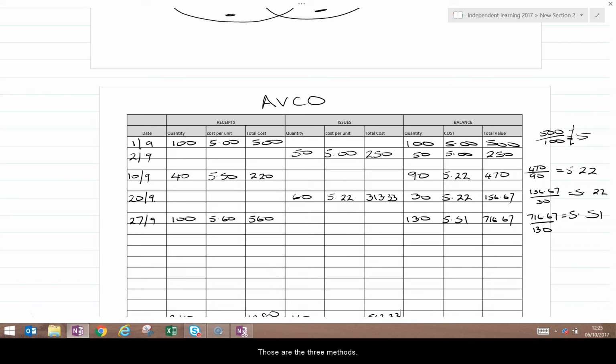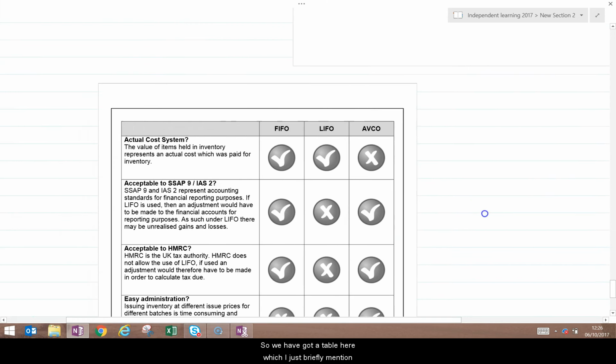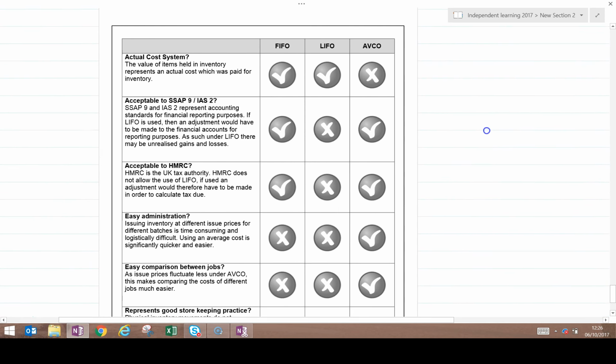So those are the three methods. You do need to be able to write up these stores ledger cards, or you may see them referred to as stock cards. So you need to get familiar with these methods. You also need to be aware of the differences between the three methods. So we have got a table here which I'll just briefly mention, but you do need to have a good look at this.